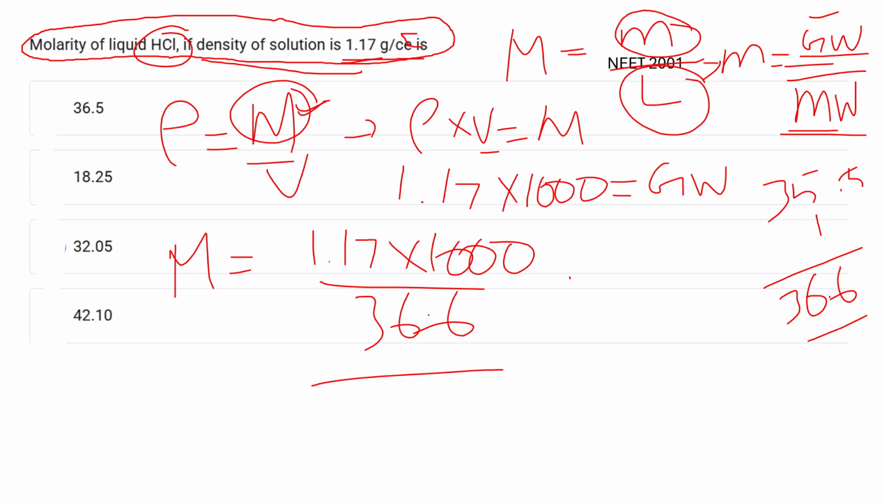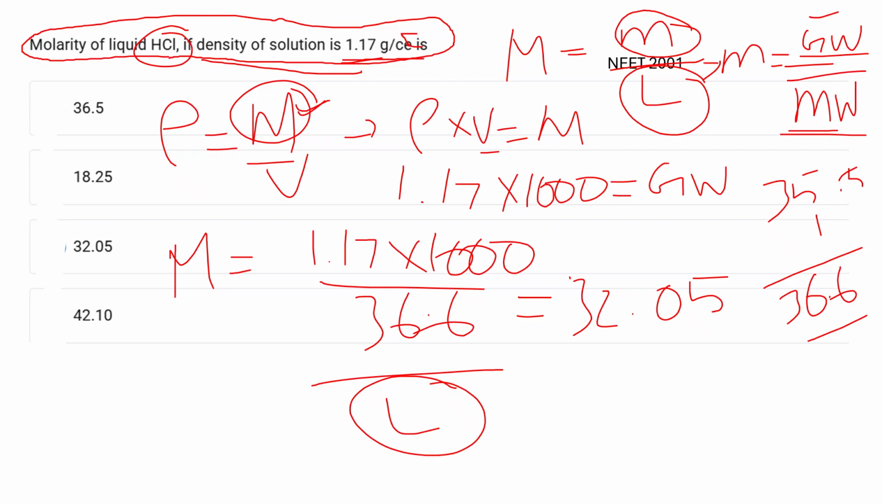There is only one twist. If we solve 1.17 multiplied by 1000 divided by 36.5, it will result in 32.05 something. But there is a liter. This liter cannot be included because molarity is nothing but number of moles in 1 liter or 1000 ml. That 1 liter or 1000 is standard, or else constant, so do not include that in the calculation to find the molarity, because it is always constant.